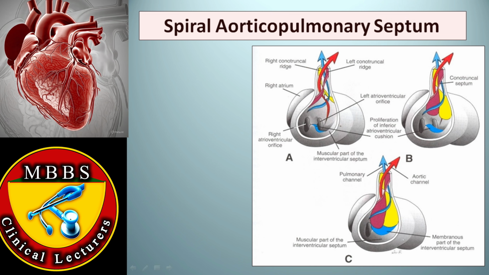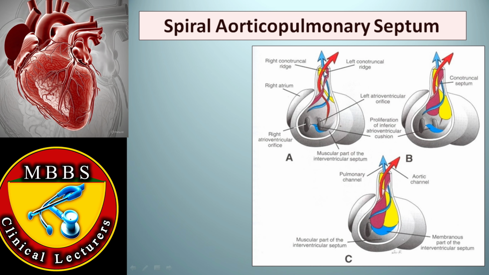aorticopulmonary septum, and this outflow tract is spiral shaped by 180 degrees, because it has to transmit the blood towards the pulmonary trunk or towards the aorta. So it was necessary for it to be spiral so that the aorta communicates with the left ventricle and the pulmonary trunk communicates with the right ventricle.